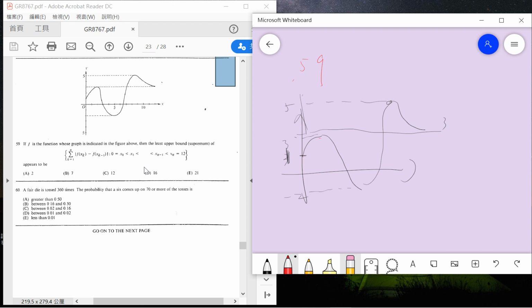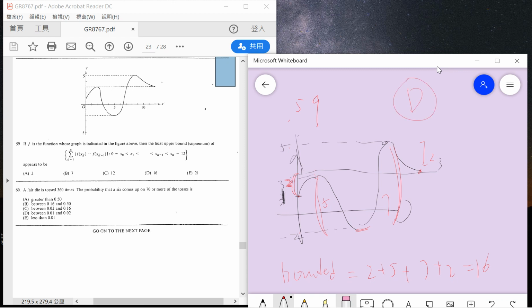The least upper bound. This is easy because basically this length is 2, and this length is 5, and this length is 7, right? Because 5 minus -2 is 7, and this is 2. So the bound is 2 plus 5 plus 7 plus 2, 16. Okay, so the answer is D.